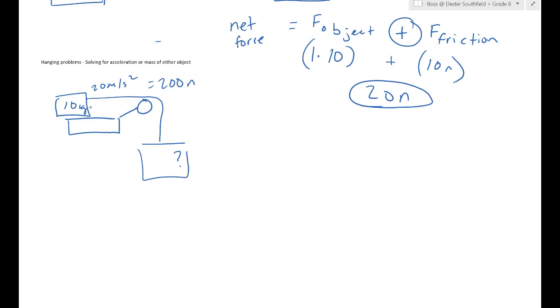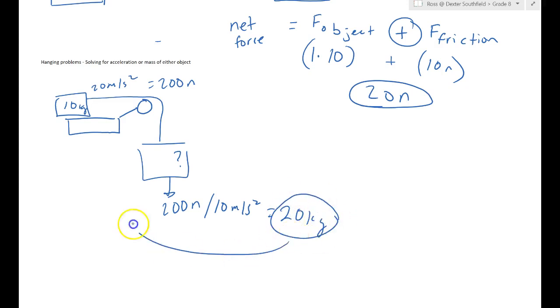If this block is moving with 200 newtons, that means that there must be 200 newtons pulling on this block right here. If there's 200 newtons pulling on it, and the only force pulling on it is gravity, 10 meters per second squared, we could solve for its mass. 200 divided by 10 is going to be 20 kg. So we can also solve for the mass that goes in here.